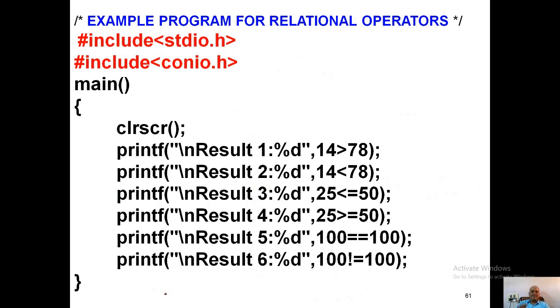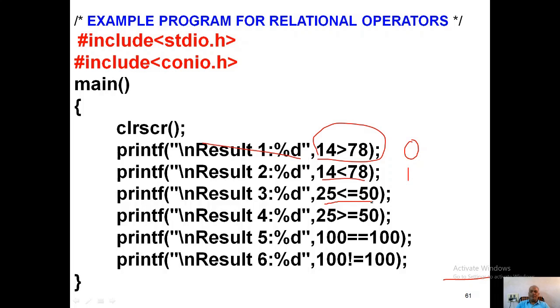Let's look at this example. 14 greater than 78: is it true? It is false, so it returns 0. 14 less than 78: is it true or not? It returns 1.